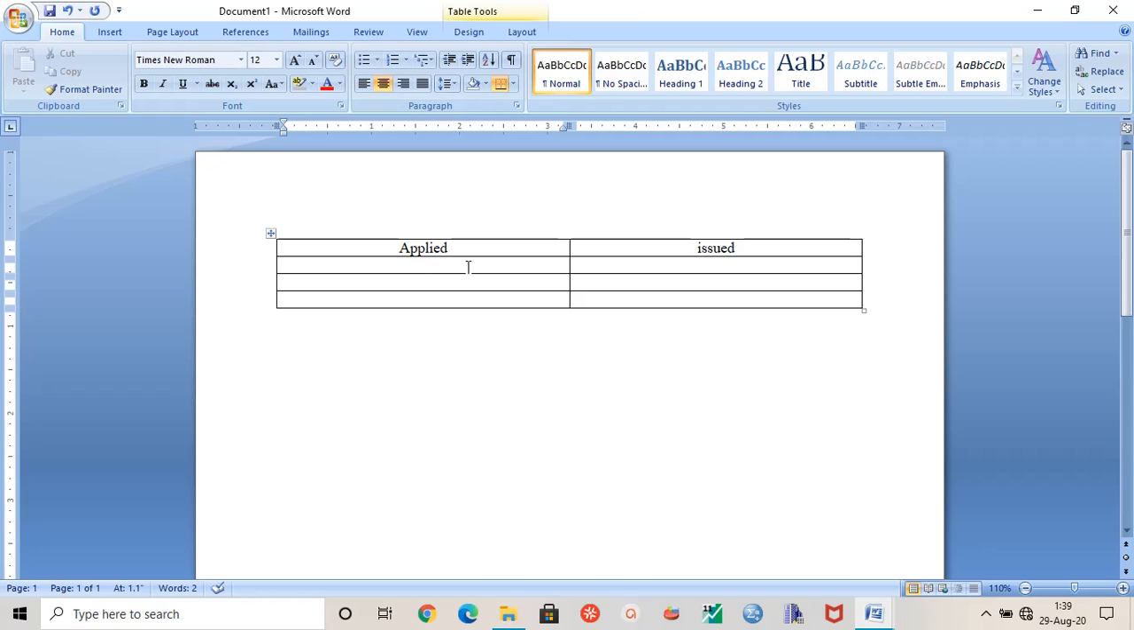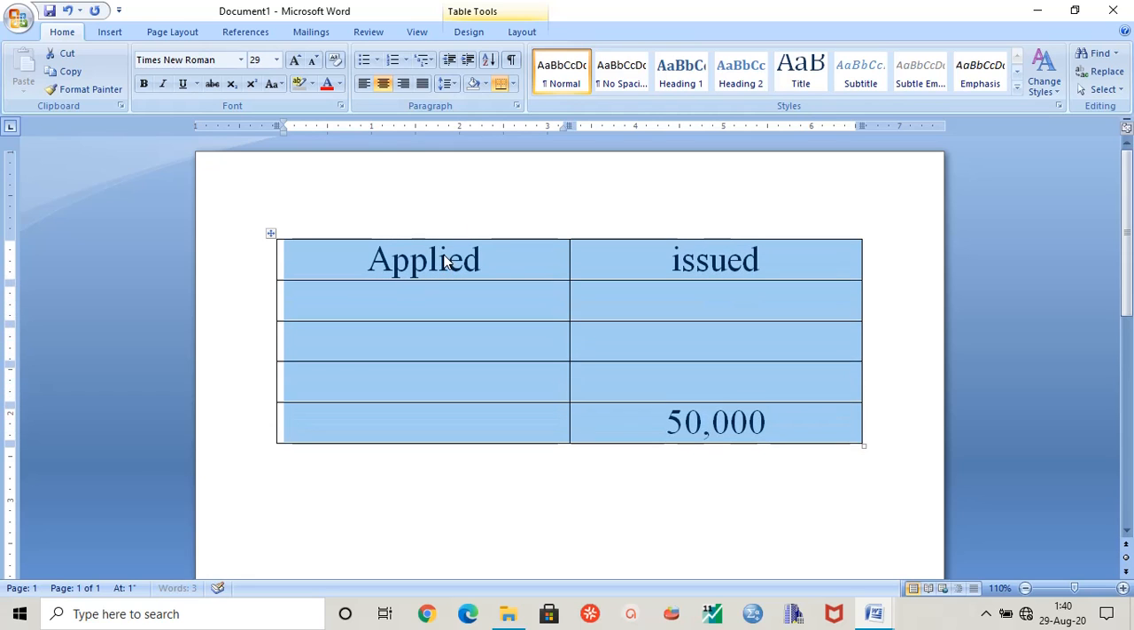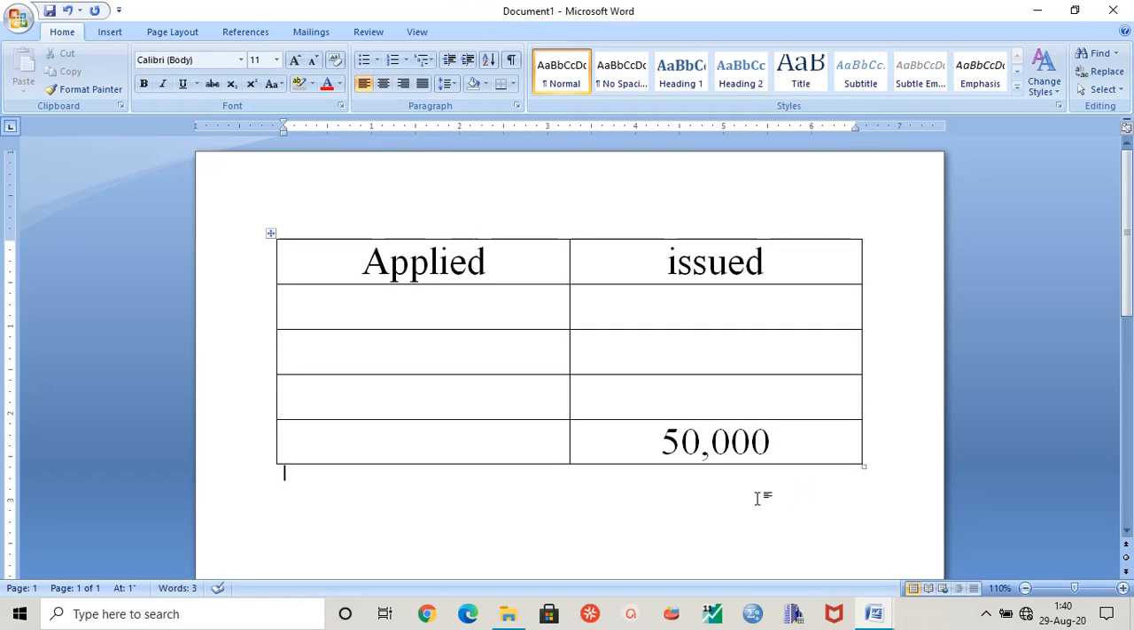Okay, so how many number of shares were actually applied? Let me just give you one. Okay, so company actually had issued how many number of shares? 50,000 number of shares, right? Let us make this much bigger. Okay, so the company had actually issued 50,000 number of shares, but the public had applied for 62,500 number of shares.